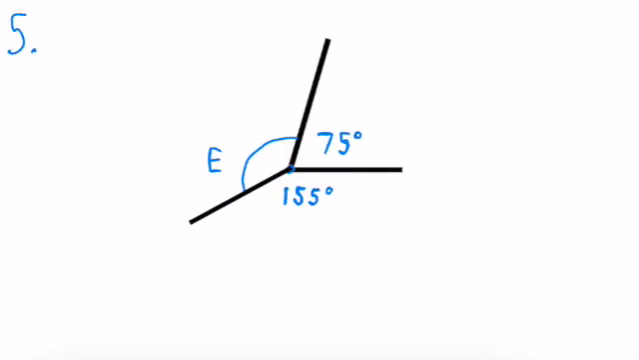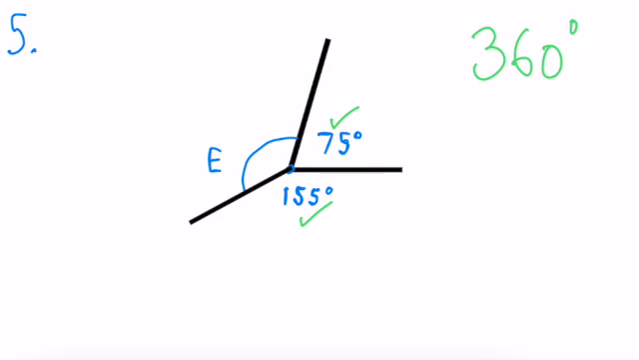Look at our last one. So we know all the way around is 360 degrees. This is 155 and this is 75. So let's use them to work out angle E. Hit pause, then we'll do it together.